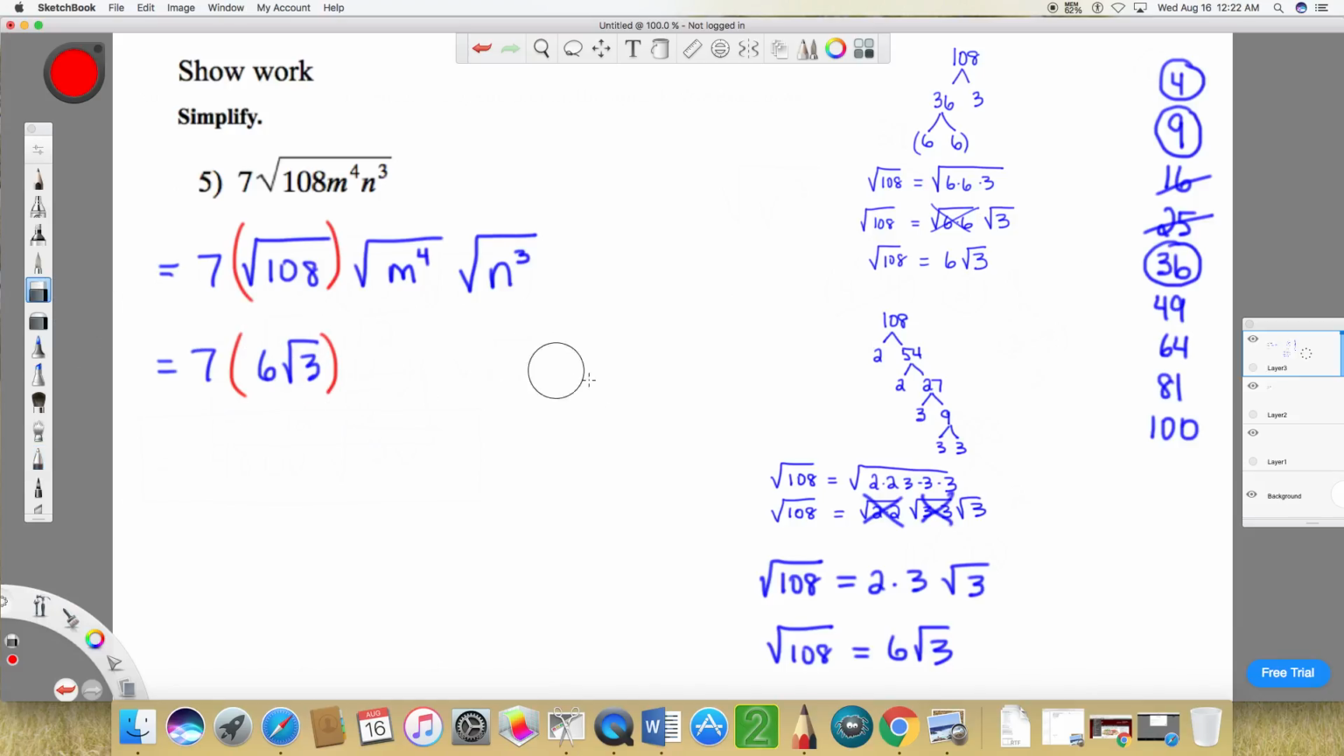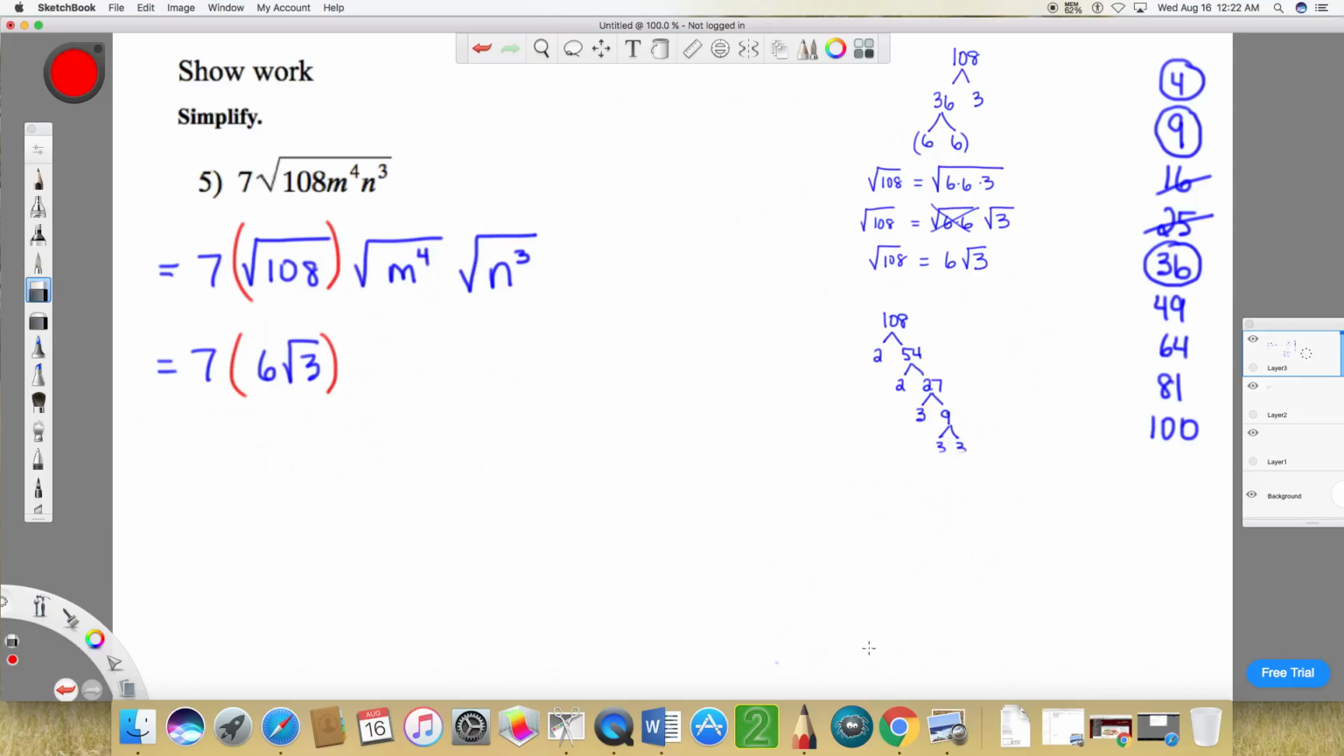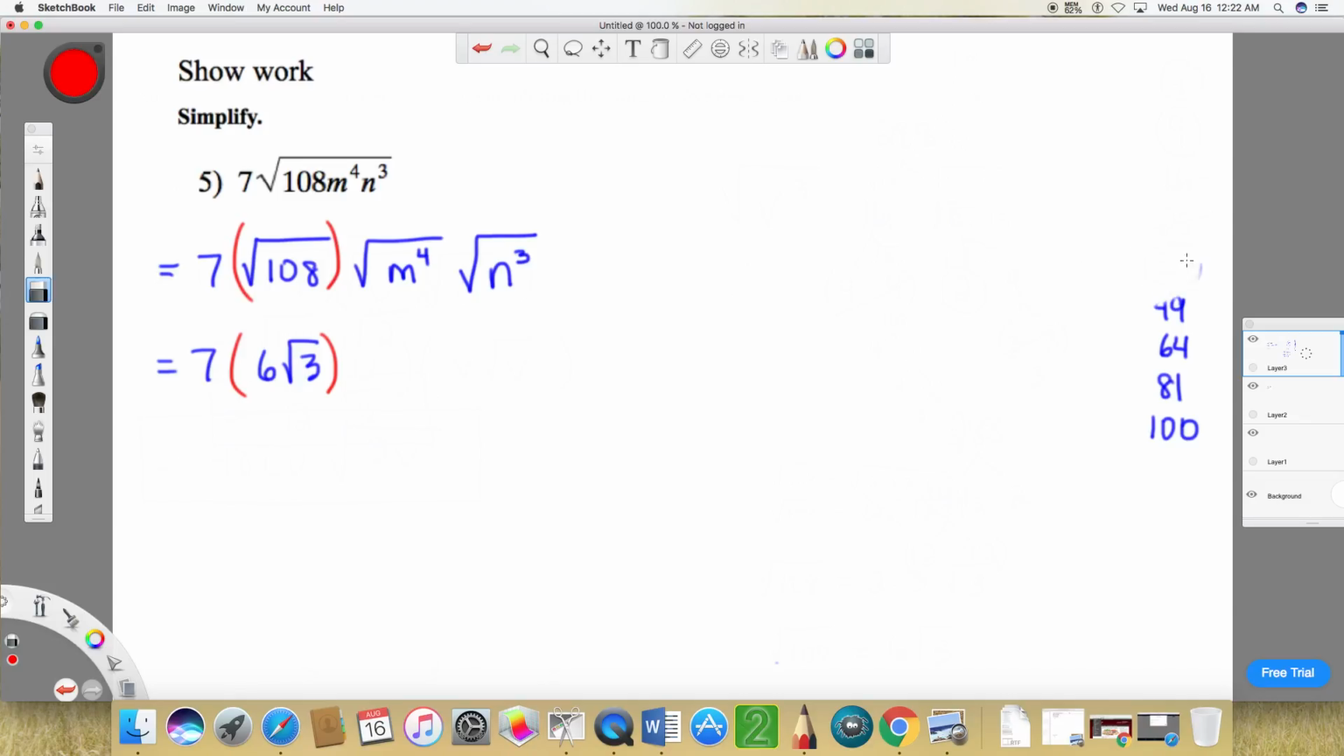And it's very easy for us to take care of the square root of m raised to the 4th power. The variables are easy because with the exponents, the arithmetic is a lot easier. If you have m to the 4th power, we know that m squared times m squared, 2 plus 2 is 4, so if you take m to the 4th power, I'm going to get m squared.